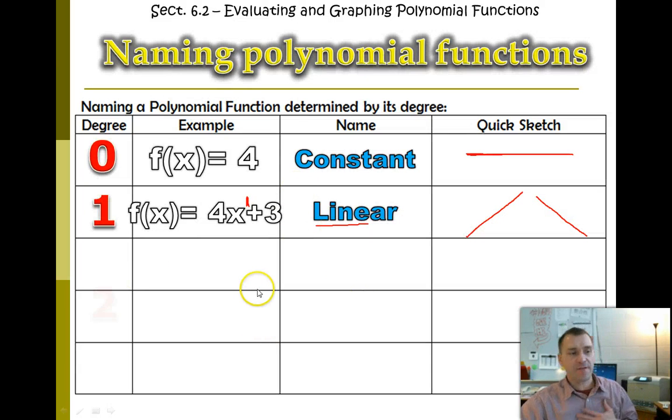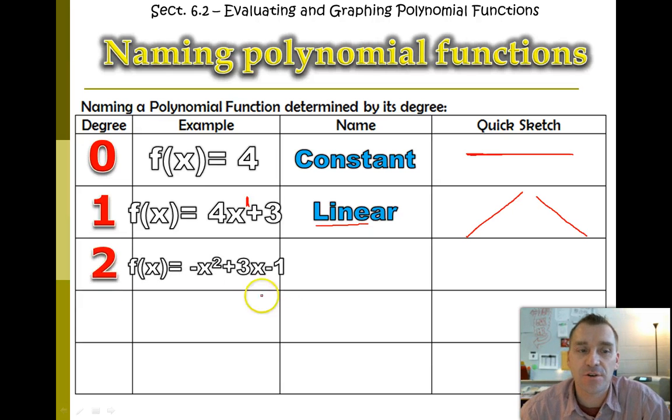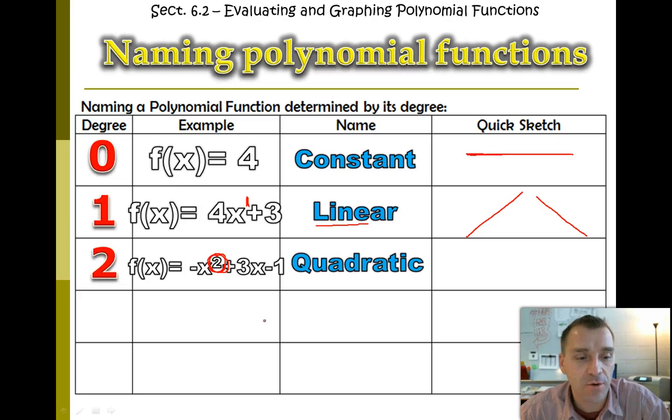What happens if we have a degree of 2? Ooh, if we have a degree of 2, then that function looks like that. And we've just done a ton of these things. What is that called whenever you have the degree of 2? The highest power is a 2. Tell me. You got it. It is called a quadratic function.